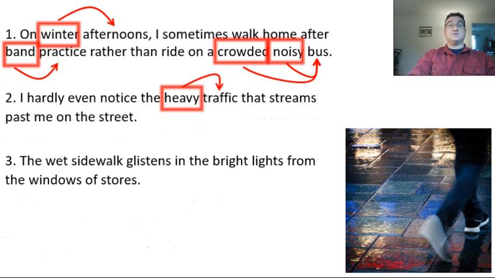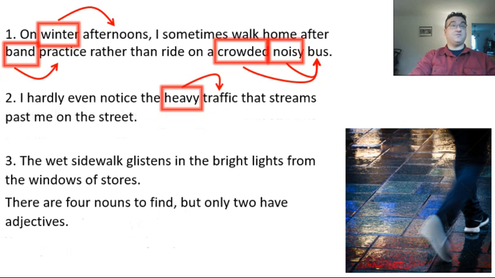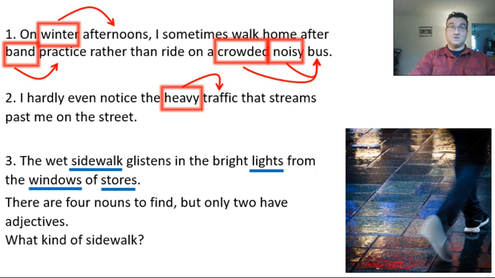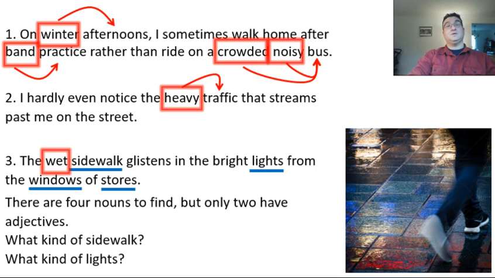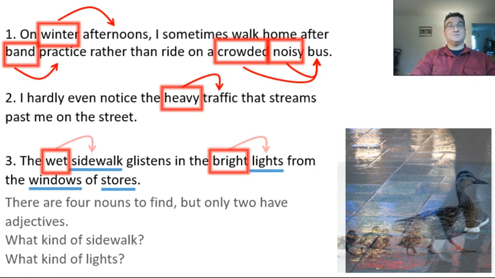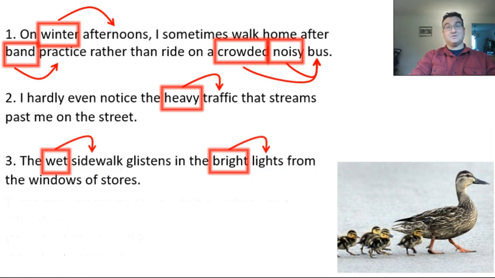Number 3 is the wet sidewalk glistens in the bright lights from the windows of stores. 4 nouns to find, but only 2 of them have adjectives. So if you find the nouns, it's these guys. But which 2 are being described by those questions? What kind of sidewalk? A wet sidewalk. And what kind of lights? Bright lights. Windows and stores didn't have any adjectives. So there we can see number 3.